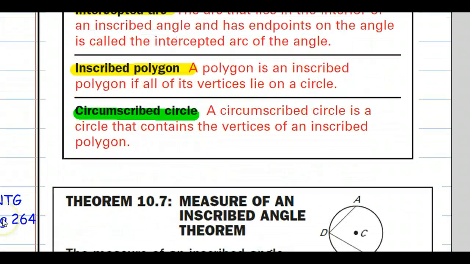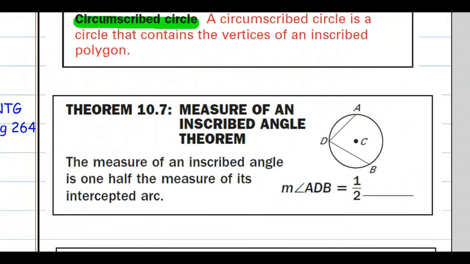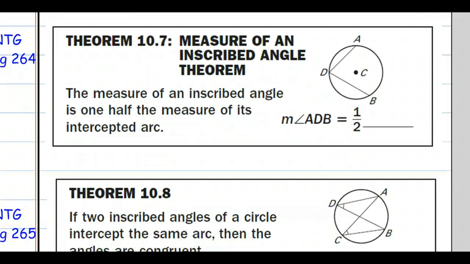So let's take a look at the theorems on page 264 and 265 in our note-taking guides, and let's see if we can go ahead and fill this in based off what we know from the activity. So the measure of angle ADB, which is the inscribed angle, is equal to 1/2 the measurement of what?